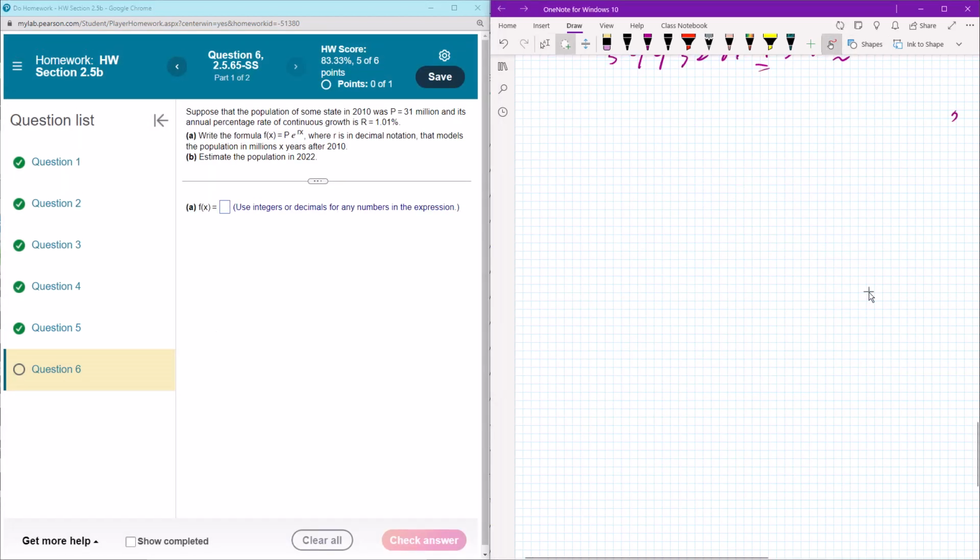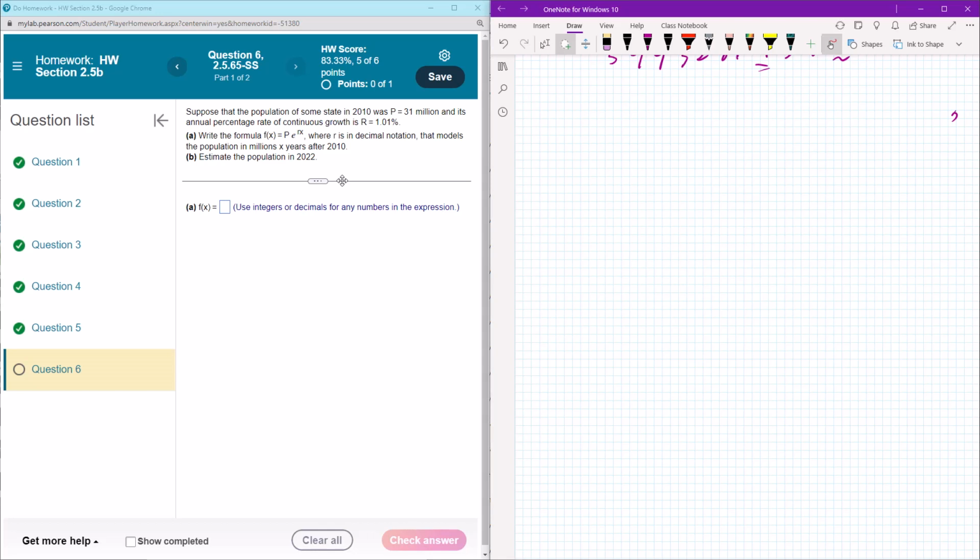Okay, this particular problem is not nearly as difficult as it appears. So let's go ahead and read this. Suppose that the population in some state in 2010 was P equals 31 million, and its annual percentage rate of continuous growth is R equal to 1.01%. And the first part is write the formula f of x equals P times e to the Rx, where R is in decimal notation, that models the population in millions x years after 2010.